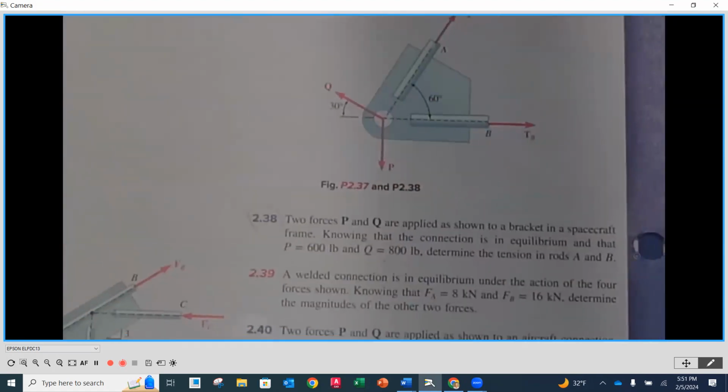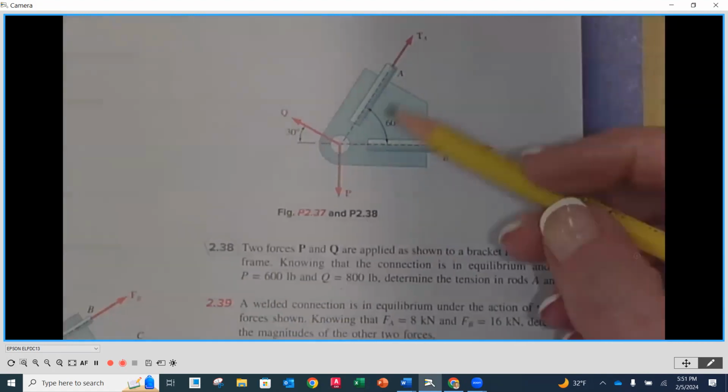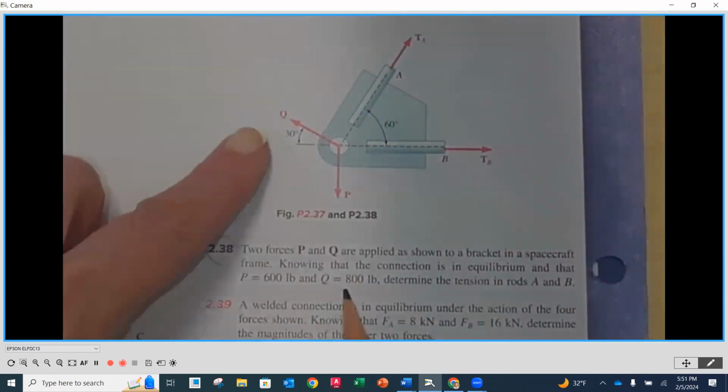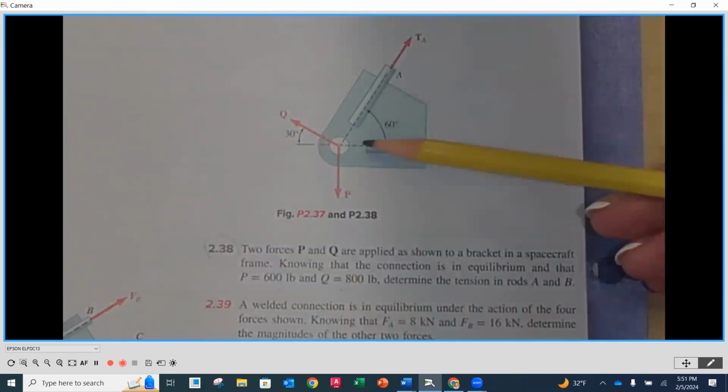All right, the next problem is number 38. Number 38 says we have two forces, P and Q, they're here and here, and they're applied as shown on the bracket. P is 600 and Q is 800. Okay, so those are known quantities. We want to determine what are the tensions in rods A and B.